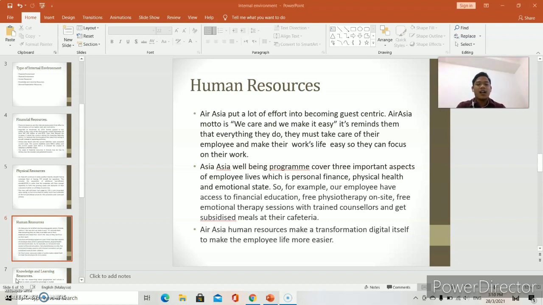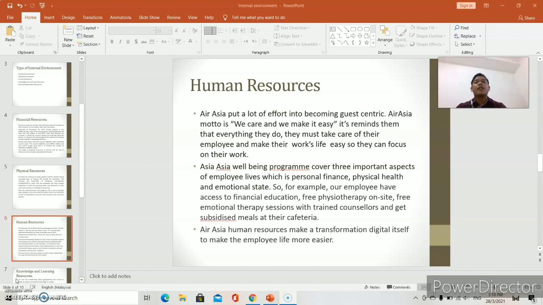AirAsia's HR department is one of the best organizations. AirAsia puts a lot of effort into becoming guest-centric. AirAsia's motto is "We care and we make it easy." It reminds them that everything they do, they must take care of their employees and make their work life easy so they can focus on their work.